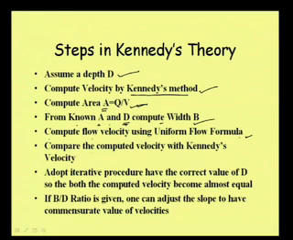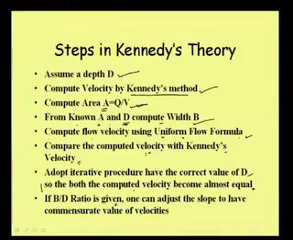Then we should compare the computed velocity with Kennedy's velocity. Computed velocity means the velocity you get from the uniform flow formula. From this step we go for an iterative procedure, and adopt it to get the correct value of t, so that the velocities computed by the Kennedy method and by the uniform flow method become almost equal. Of course, the exact value may not match.